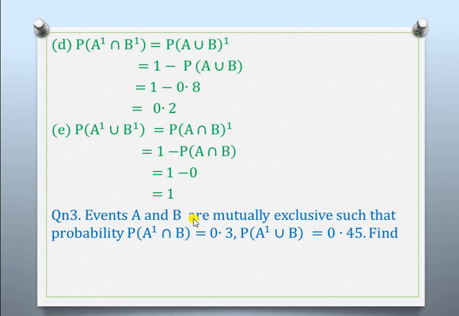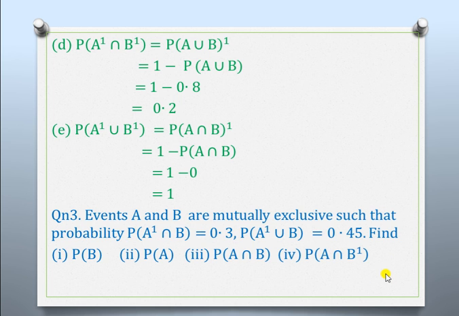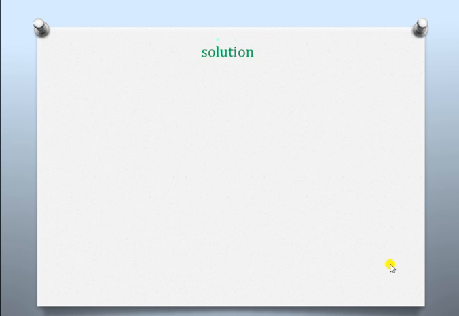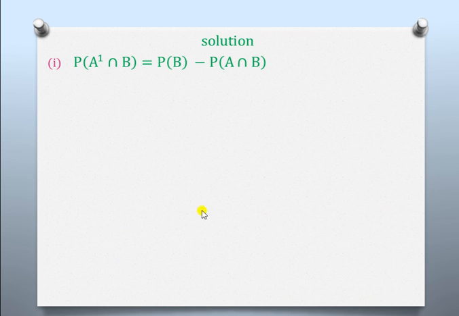It says events A and B are mutually exclusive such that the probability of this is that, the probability of that is that. Find Roman 1, the probability of B, Roman 2, the probability of A, Roman 3, the probability of A intersection B, Roman 4, the probability of A intersection B complement. What did we do in this case? So let's look at the solution.